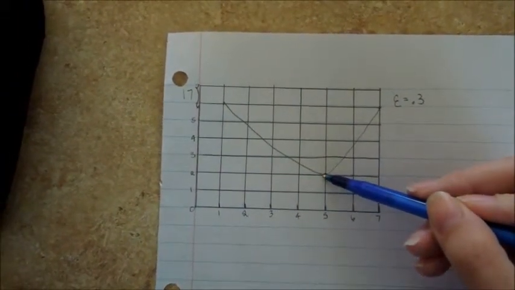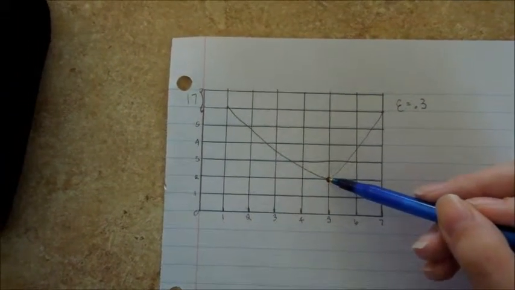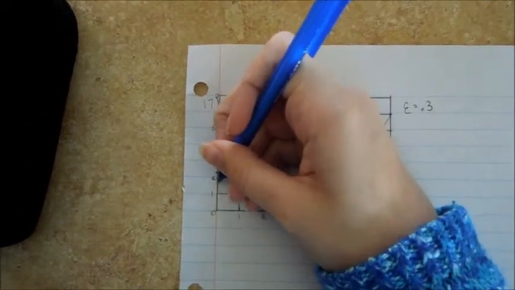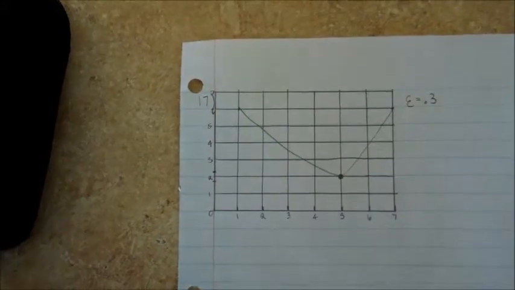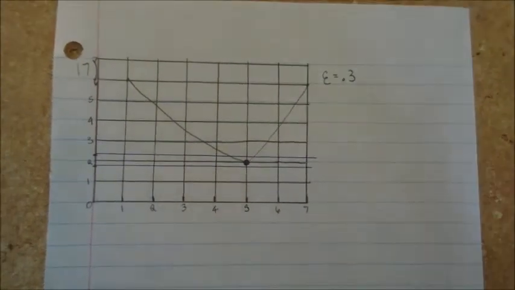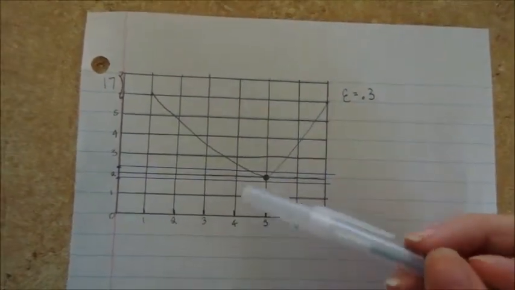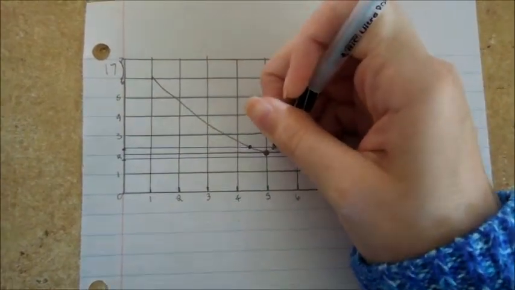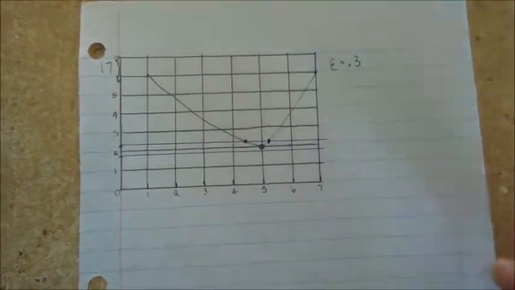So then you put in your epsilon, and since epsilon is 0.3, you go 0.3 up from 2 and 0.3 down from 2 and draw your lines. After you've drawn your lines for epsilon, then you mark where epsilon intersects with the graph, which is right here and right here. Then you draw in lines for those.